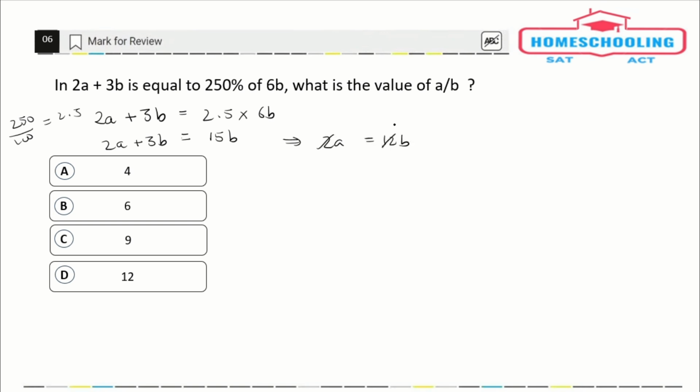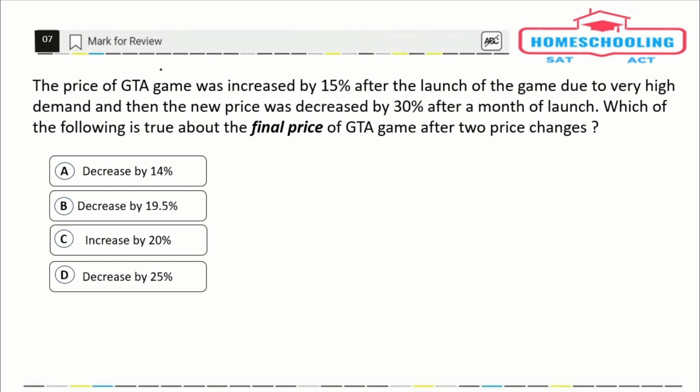So we can say that 6 times. So we have to find what is a by b. So if we take b to this side, this would be a by b, and 6 will remain on that side. So a divided by b is equal to 6. So this is going to be our answer. Now moving to the next question.